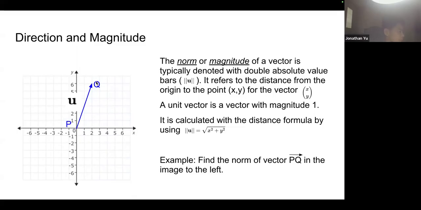So we can calculate the norm of a vector using the distance formula. If this length is x and this length is y, then the norm is the square root of x squared plus y squared. If we write that using the notation, we get this. A unit vector is a vector with a magnitude of 1, or a vector xy, where x squared plus y squared is 1.